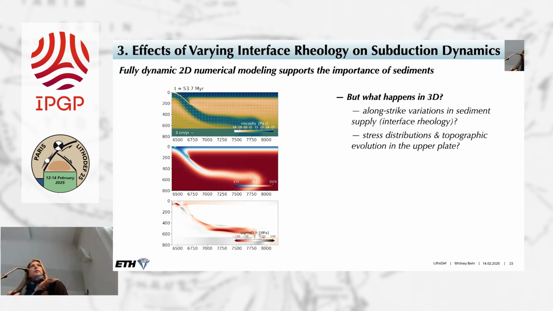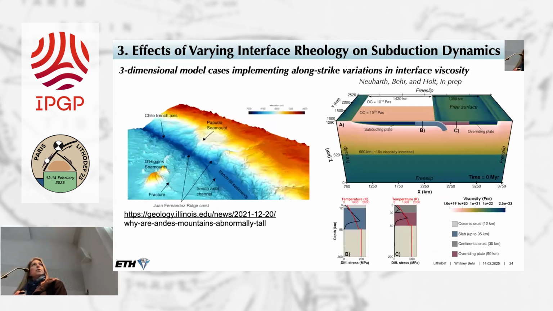Okay, so next we wanted to look at what might happen in 3 dimensions and think about along strike variations in interface rheology, as well as look more at the stress distributions in the upper plate and the topography. So my postdoc, Derek Neuharth, set up these 3D models that are similar to our 2D case, except that here he's just changing the viscosity along strike, so strong here and weaker there, and he does various variations or pairings of these viscosity changes. And this is to mimic something like what we see in Chile, but also other places.